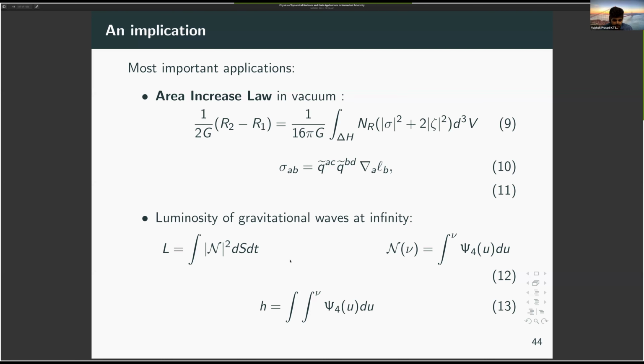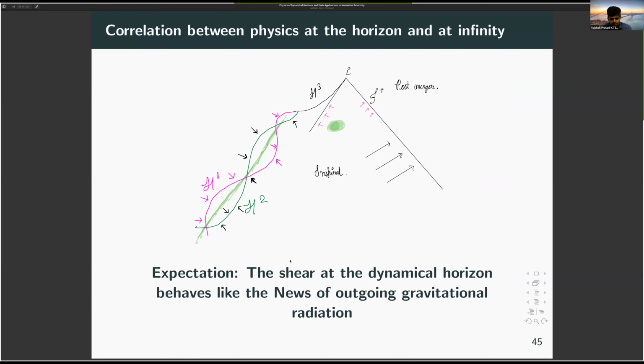So what I did in this work is to compute the shears at the dynamical horizons of each of the two black holes in the inspiral, and also the common dynamical horizon in the post-merger phase, and then see if they are interesting, first of all, and secondly, if these are correlated in any way to the waveform that we receive at infinity.